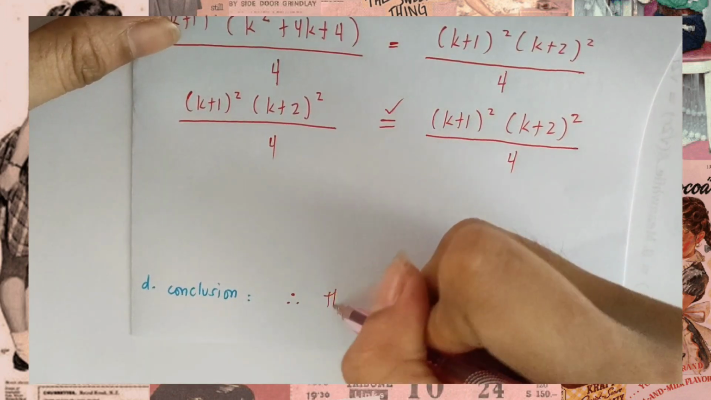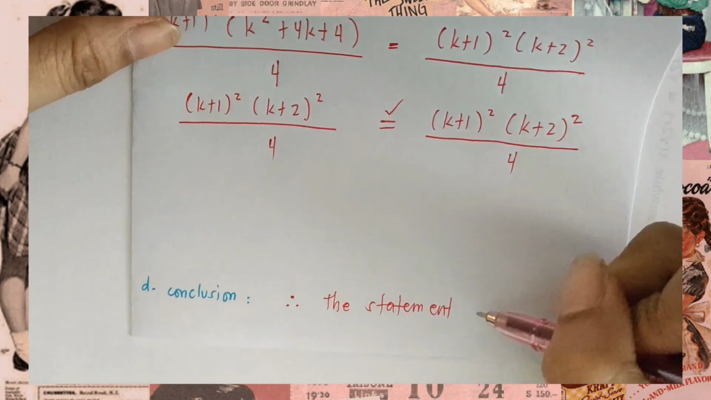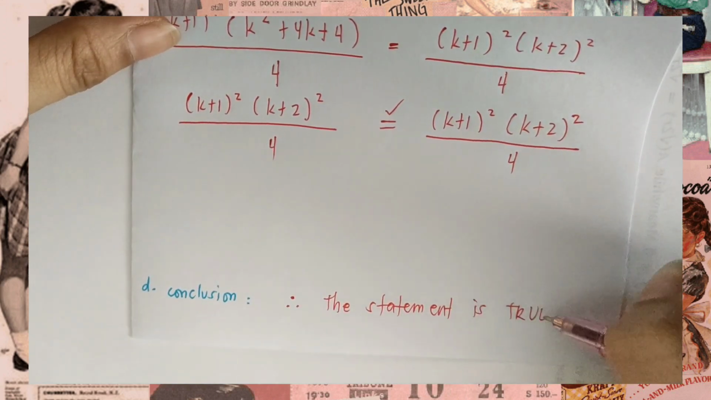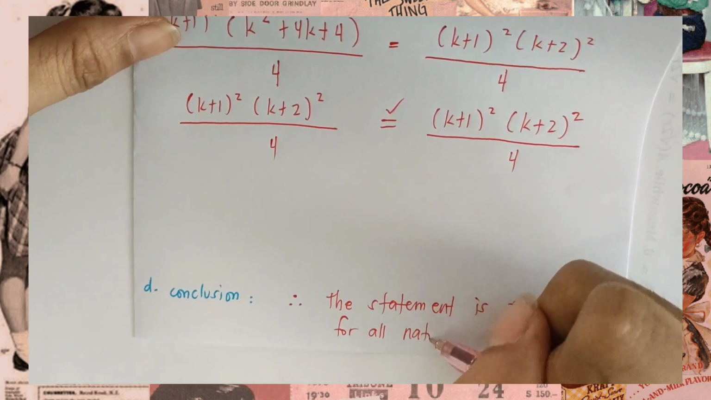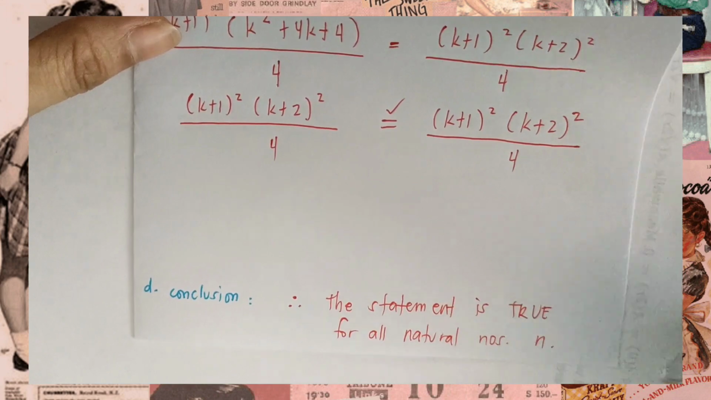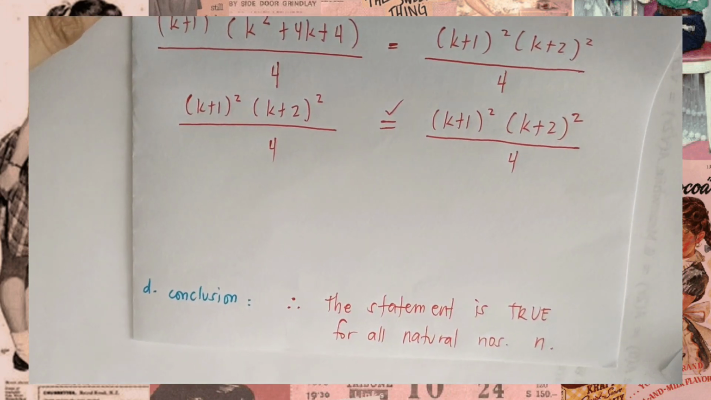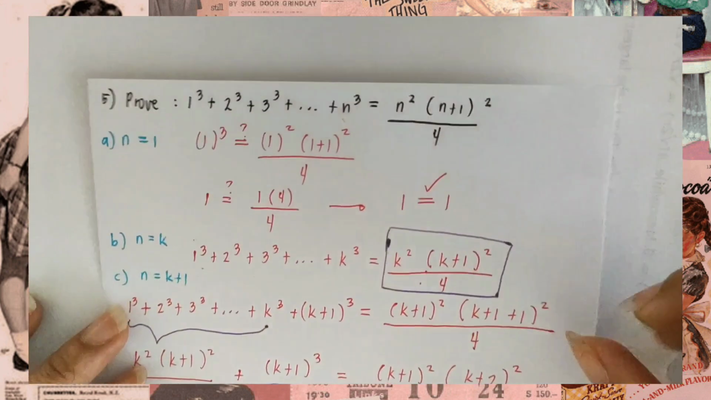Therefore, the statement is true for all natural numbers n. That is how to solve our fifth example.